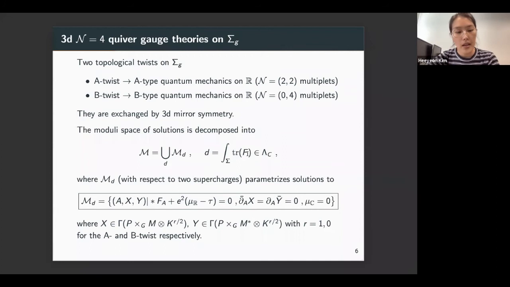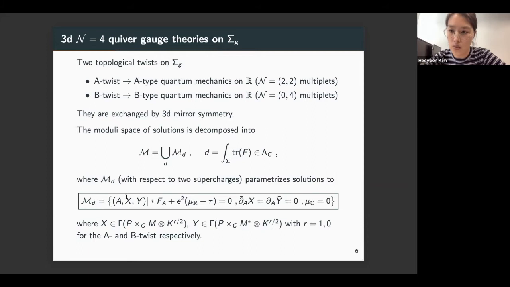The moduli space MD is a space of solutions to the BPS equations with respect to two common supercharges of these two types of twists, which we can think of as the 0.2 supercharges. And this MD parameterizes the solutions to the following equations here. As I mentioned, these describe the generalized vortices on the genus g Riemann surfaces.